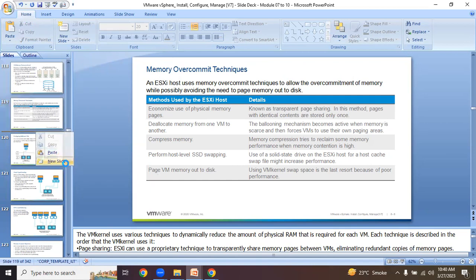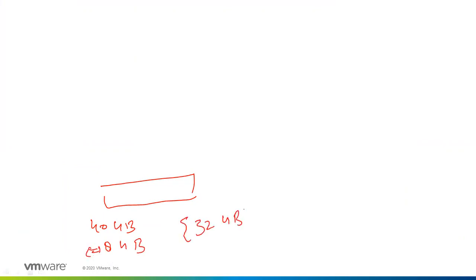Simple example. Let us say one particular ESXi host has 42 GB, and out of 42 GB, 8 GB is used by the hypervisor. So how much is remaining now? 32 GB, correct? Now you have started giving this memory to the virtual machines.